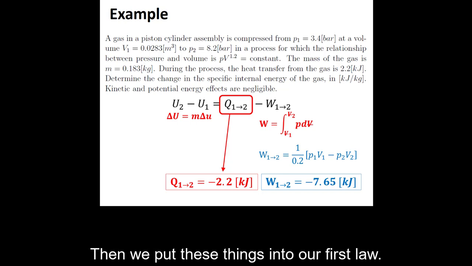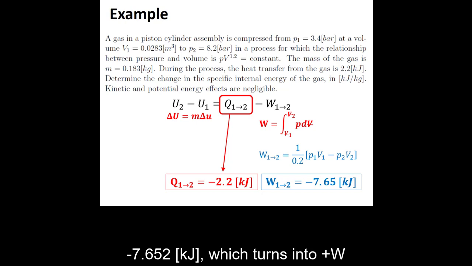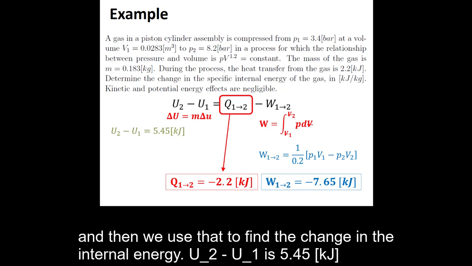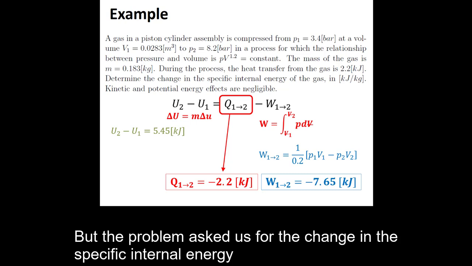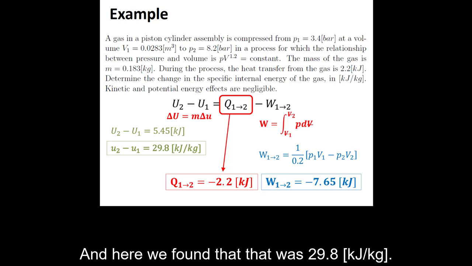And then we put these things into our first law. Notice that this will become negative 2.2 kilojoules plus 7.65 kilojoules, because you have negative minus 7.65 kilojoules, which turns into plus W. And then we use that to find the change in the internal energy. U2 minus U1 is 5.45 kilojoules. But the problem asked us for the change in the specific internal energy. So I have to divide delta big U by mass to find delta little u. And here we found that that was 29.8 kilojoules per kilogram.